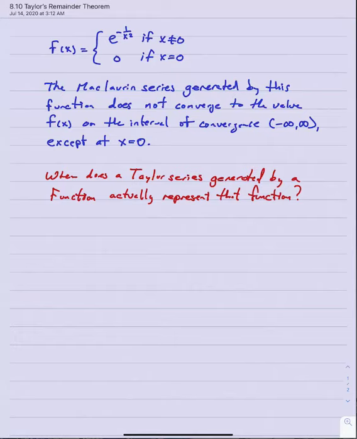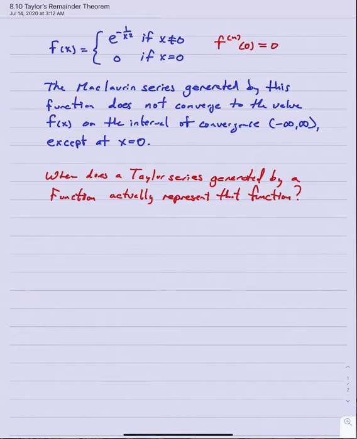Section 8.10, Taylor's Remainder Theorem. So at the beginning of this lecture, I'm recapping the function we talked about at the end of the last video. It's this pathological function for which we showed that all derivatives of all orders at zero are zero. That is, every derivative of this function at zero is zero.